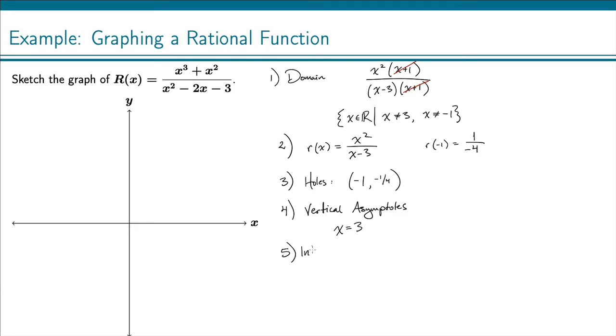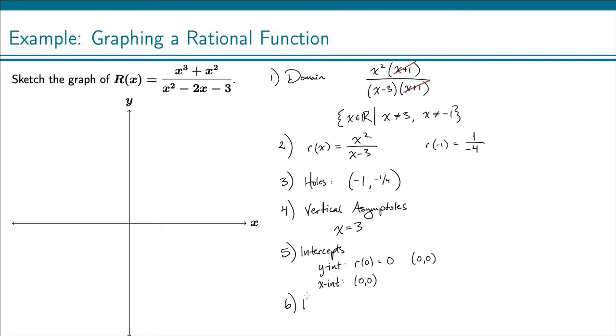Next, we want our intercepts. We get our y-intercept by plugging 0 into the function. So r of 0, we can plug it into the reduced form, or you can plug it into the original. And r of 0 we get is 0. And so our y-intercept is (0, 0). And the x-intercept is the zeros of the numerator of the reduced form. And the zero of this is, of course, just x equals 0. So it's that same point, (0, 0).